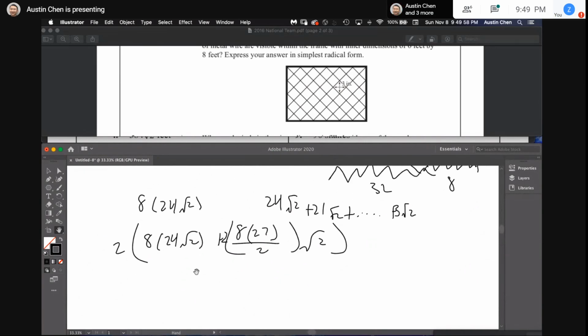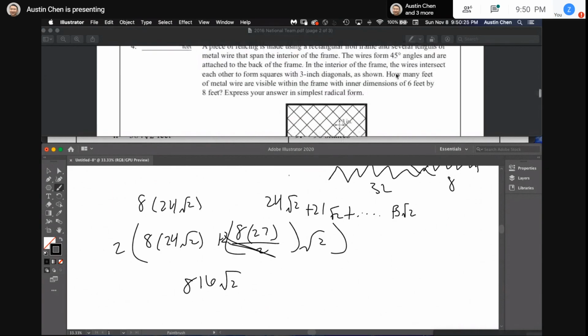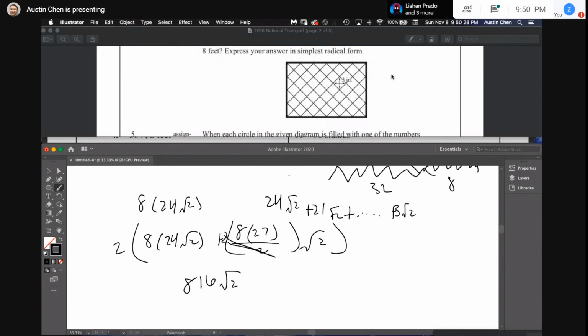All right, so what is this going to be? These two cancel out, right? So then we can just look at the coefficients of the root twos, and then we get 816 times root 2. All right. Oh, there's 1 in feet. Okay. So we divide by 12. So then we get 68 times root 2 feet.